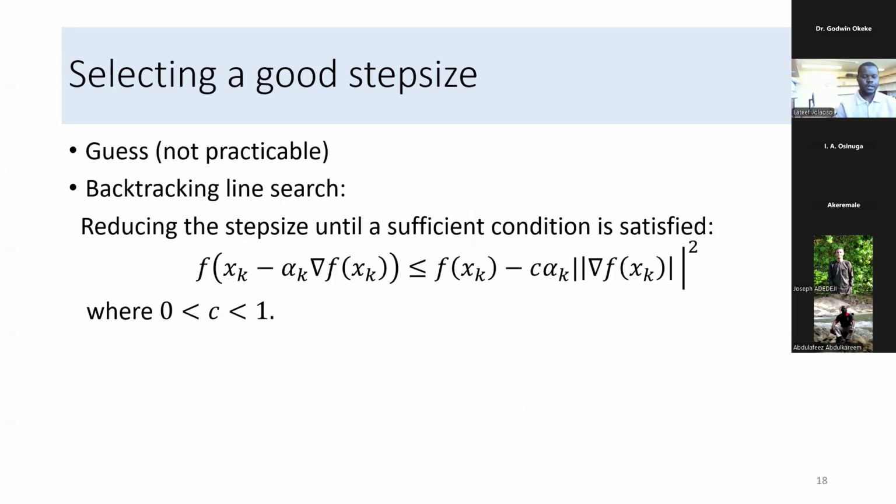Now coming back to how you select the step size, most especially in the case where we don't have the Lipschitz constant known. One of the first methods is by guess, which is not practical. Like, I know if I choose alpha k between 0 and 2 over L, so let's suppose L equals 1, if I choose between 0 and 2, I will always have convergence. But what if I don't know what L is?